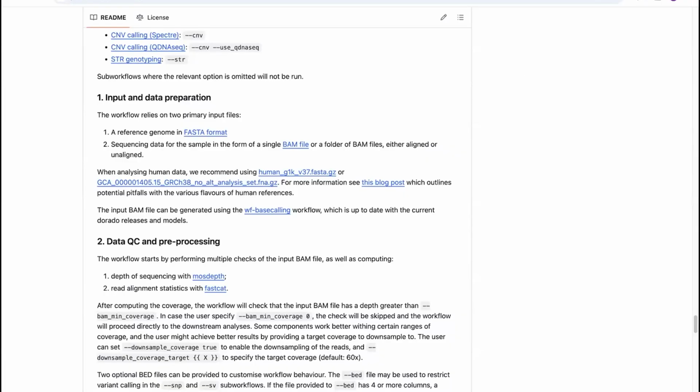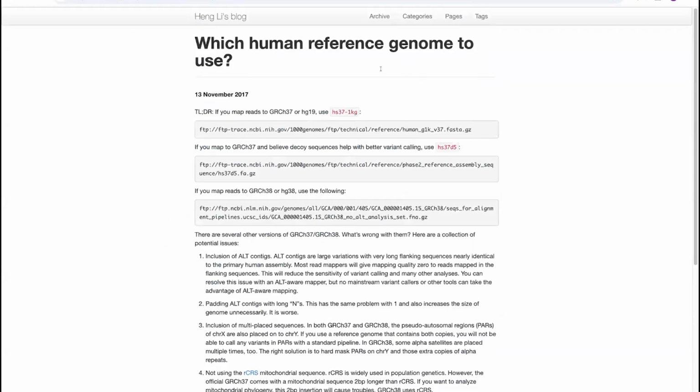Okay, yeah, so for human variation, we do have a recommendation down here. So if you wanted to do HG19, I think, or the version 37, or if you're HG38, you can use this one as well. So we have 2 different recommendations depending on what sort of reference standard you want to adhere to for human samples. And then we have a link to a really nice write-up by Heng Li about why use certain references over other references.